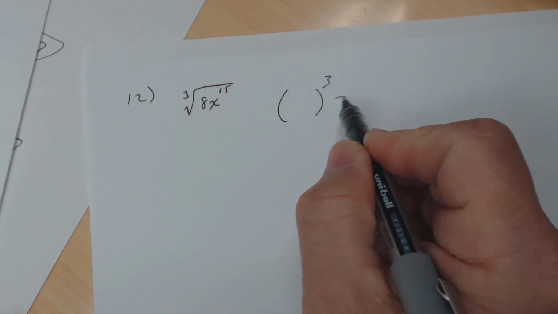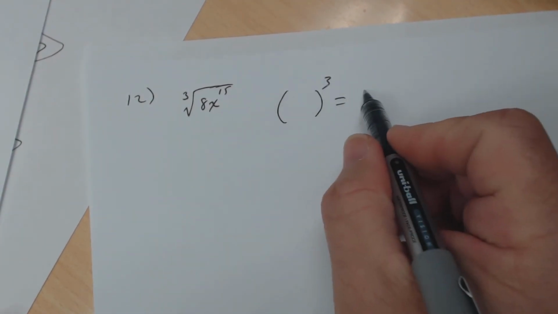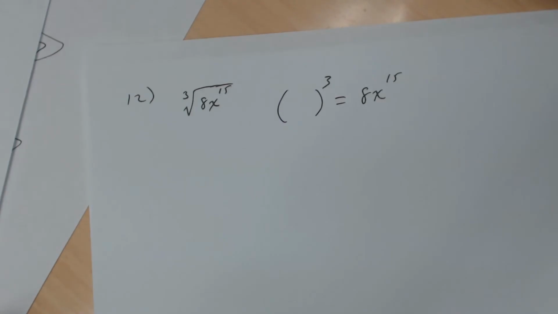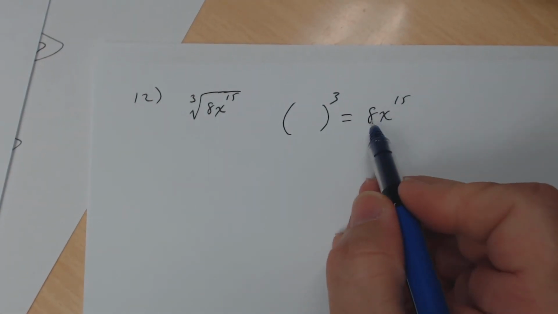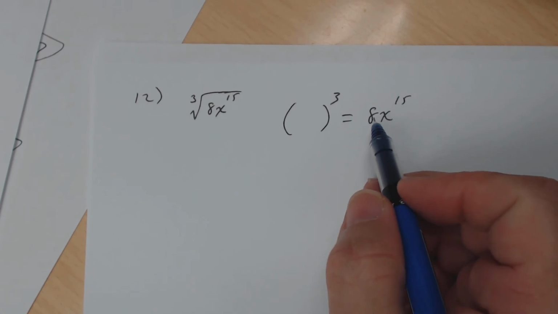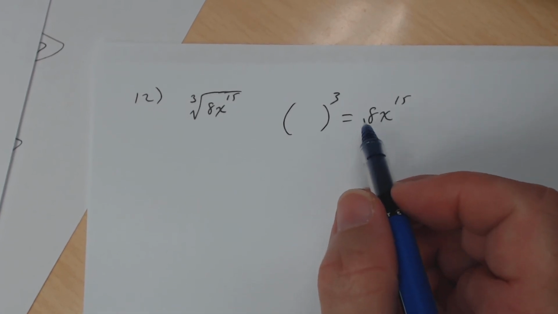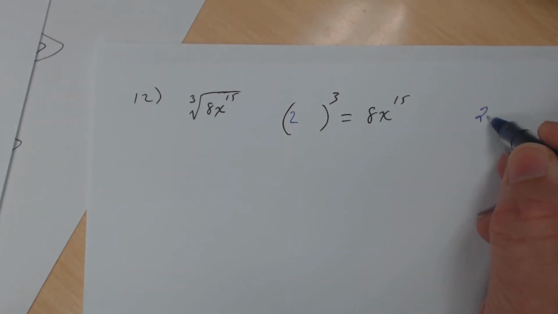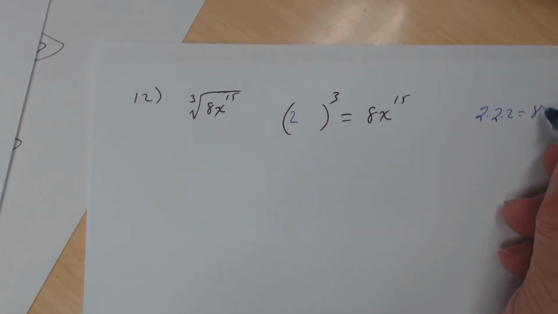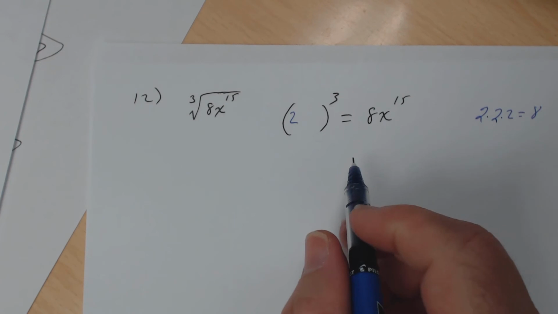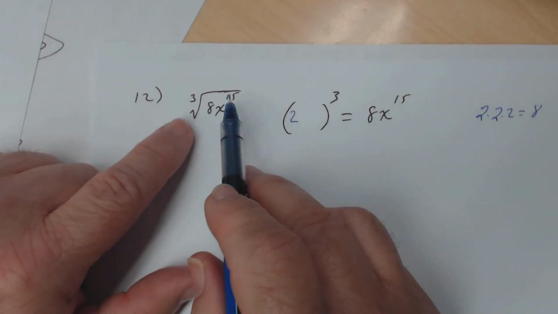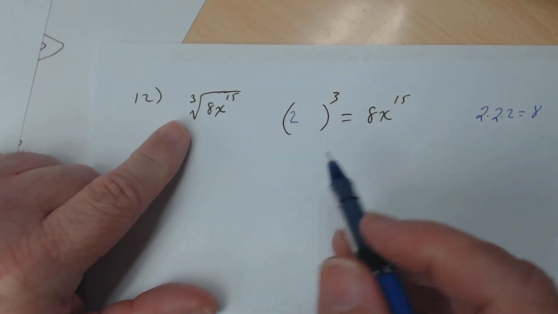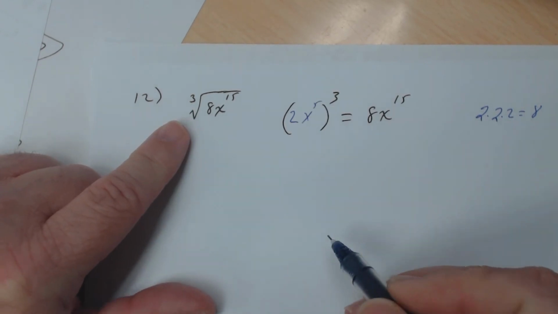What cubed is the radicand? My radicand is 8x to the 15th. So let's check the 8 first. What times itself 3 times is 8? The answer is 2, because 2 times 2 times 2 is 8. Now let's do the x to the 15th. If you need to, say 15 divided by 3 is 5. So let's check and see if x to the 5th works.